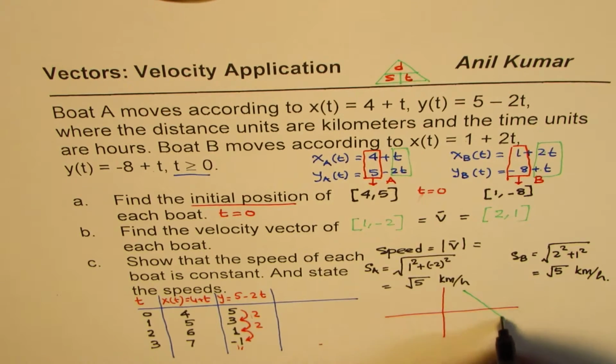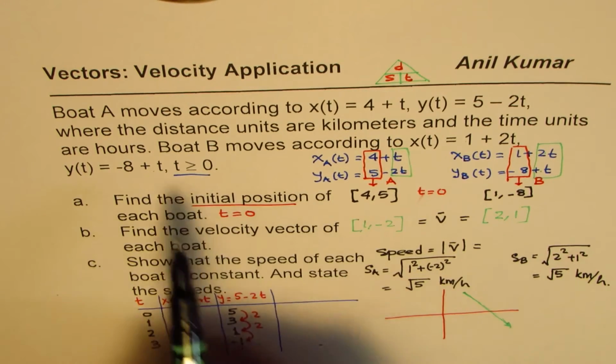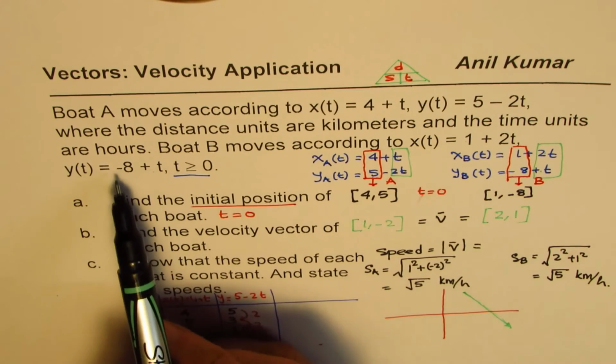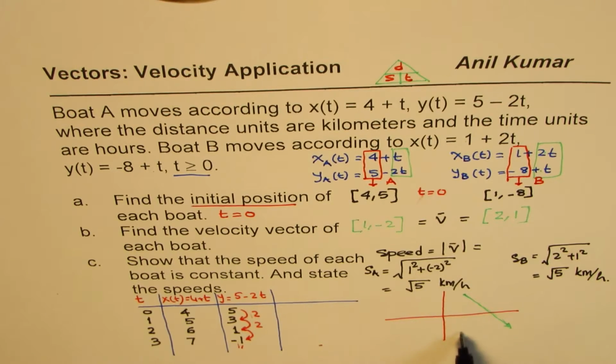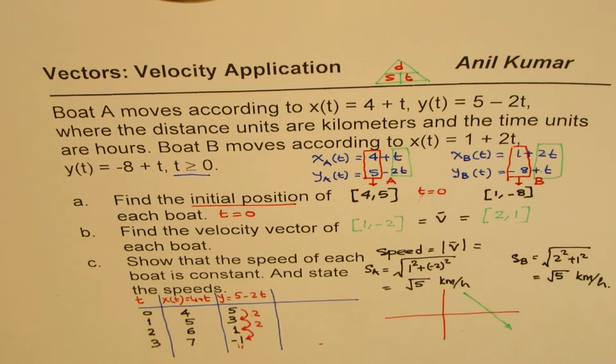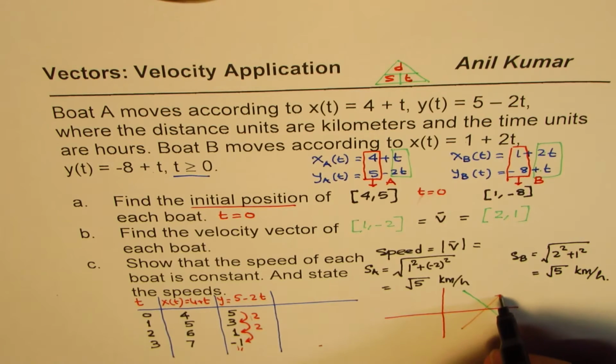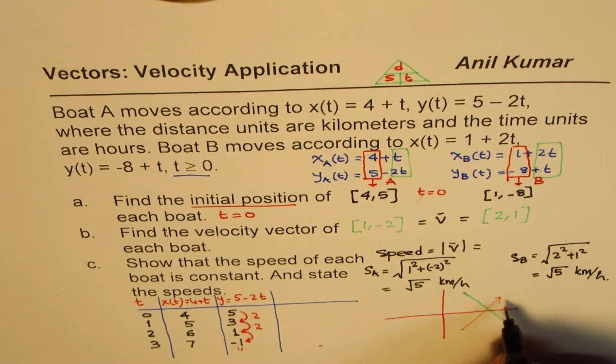The other boat starts at 1, minus 8. So it starts at 1, minus 8, much below, and then it moves to 1 upwards. So we could show it in this fashion. I don't really know where they meet, but it's something like this. Is it okay? I've just drawn it roughly.